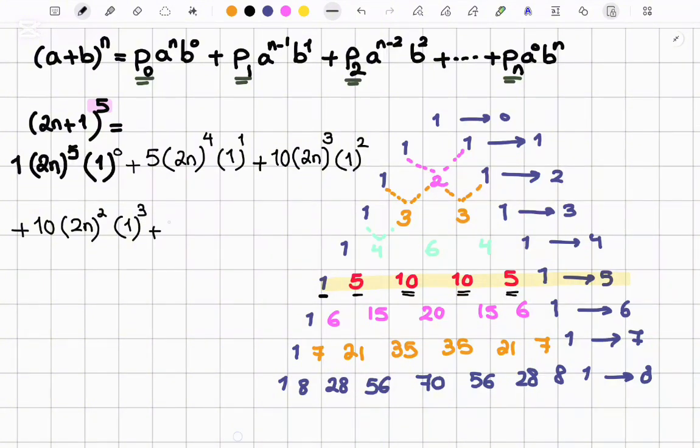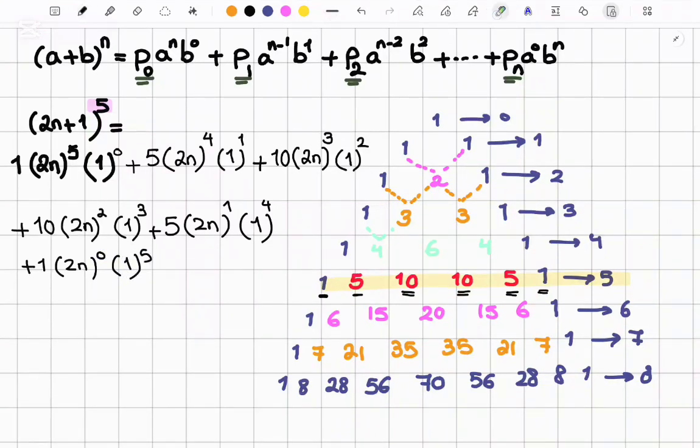Plus, the other one is 5. 5 times first to the power of 1, you take 1 from it, and you give 1 to that, so it's going to be 4. And then at the end, plus 1 first to the power of, now the least, which is 0, and second to the power of the most, which is 5.